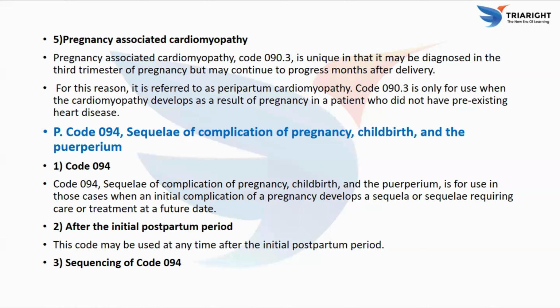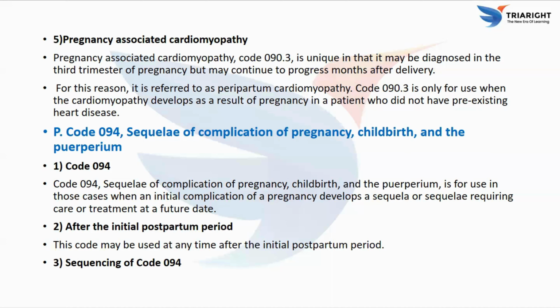So what is the next guideline? Code O94, which describes sequelae of the complication of pregnancy, childbirth, and the puerperium. What is a sequela first? A sequela is a long-term or late effect of a condition. We have discussed sequela in the ICD-10 conventions, right? So what is an example of a sequela? A mother had preeclampsia during the pregnancy, and now has chronic high blood pressure months or years later. This long-term result is called a sequela.